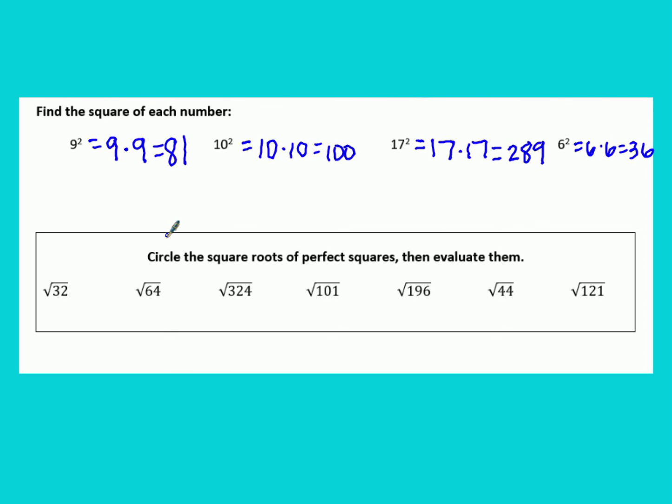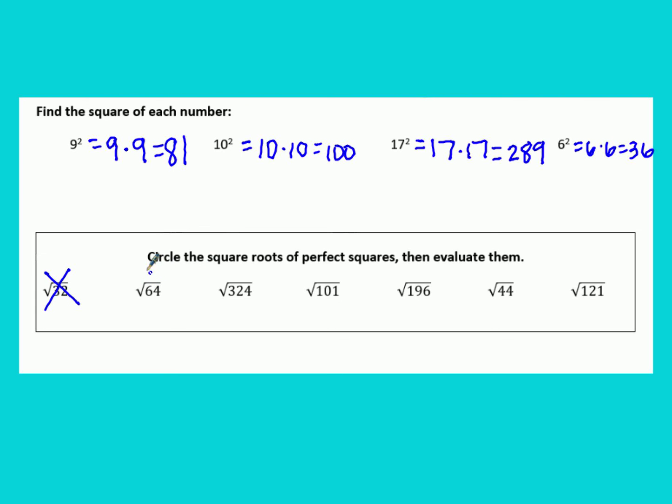In our next example, it says circle the square roots of perfect squares, then evaluate them. So remember, we had our list of perfect squares. That was our whole number that was multiplied by itself to make a perfect square. So we're going to try to recognize these numbers from our original list. So the square root of 32, that's close to some of the ones that we had, but the only ones that are close to that are square root of 25 and the square root of 36. So that's not quite one of our perfect squares.